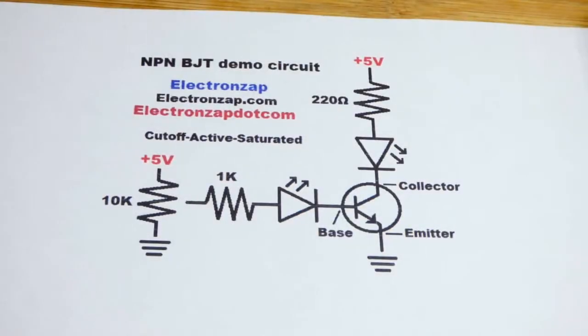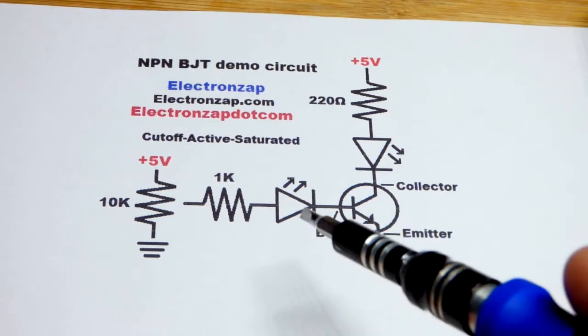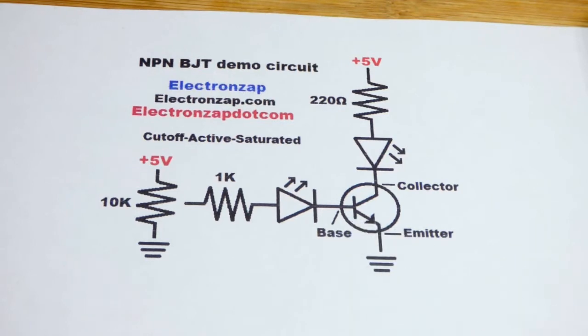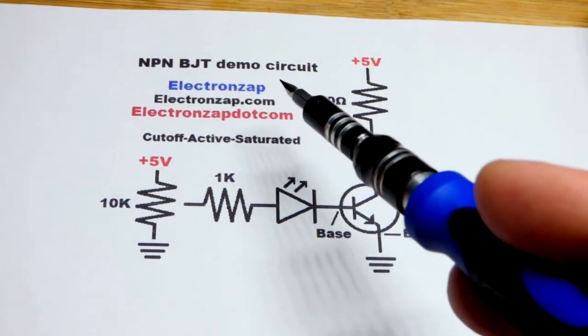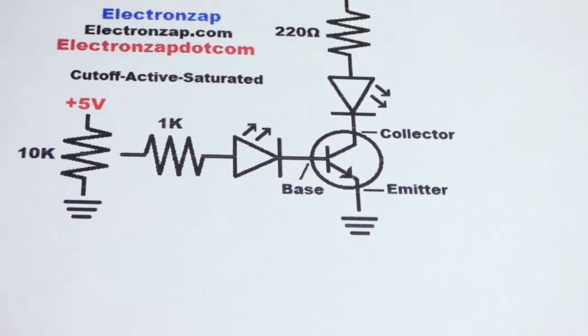So now in this video, we're going to look at the NPN bipolar junction transistor. This is a demonstration circuit. You probably won't ever really see an LED at the base in a practical circuit, but in any case, we're going to demonstrate what it does. I assume you do not know the transistor at all at this point.